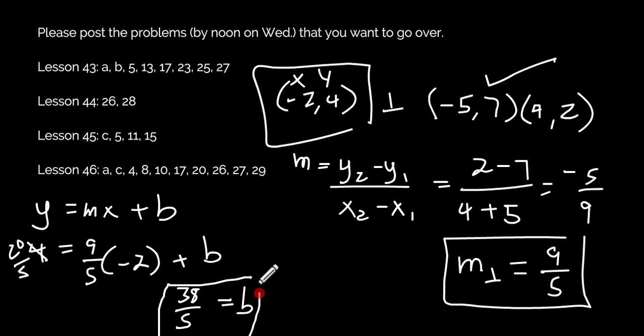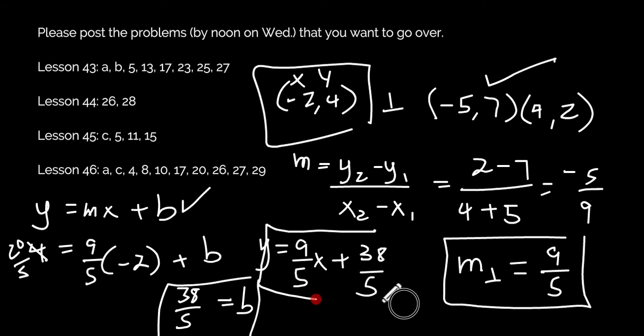Then finally, you have to write the equation of a line. So the line's in the form y equals mx plus b. Put your m and b in. You leave your x and y in because that stands for the infinite number of points that lie on that line. So it's going to be 9/5 x plus 38/5. And that's your final answer.